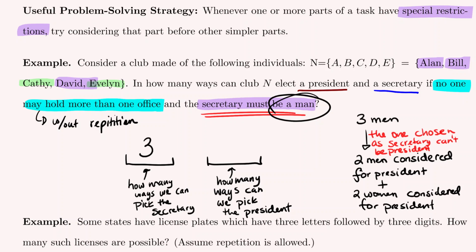So altogether, there are 2 men in the running for president, along with 2 women in the running for president. That makes a total of 4 people in the running for president.